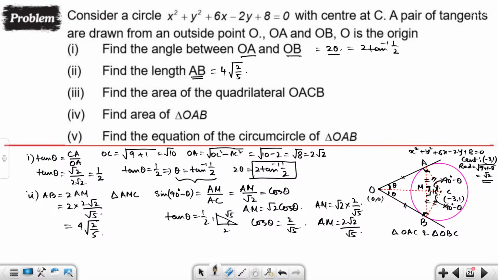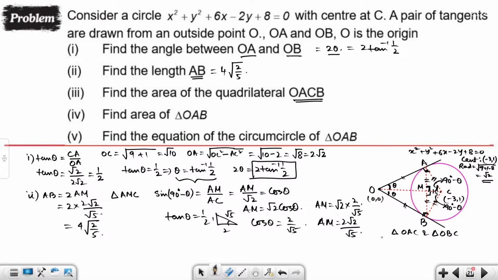Simply I am applying basic geometry and the things that we have learned so far in circles. That's it. Okay, now let us come to this. Find the area of the quadrilateral OACB.